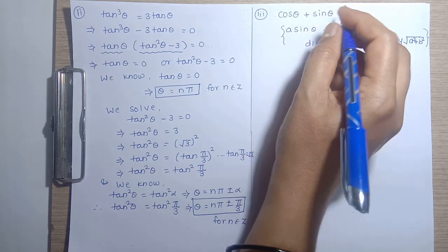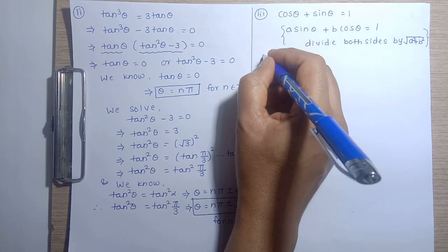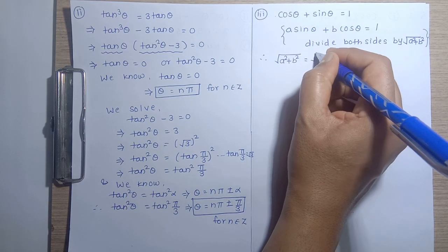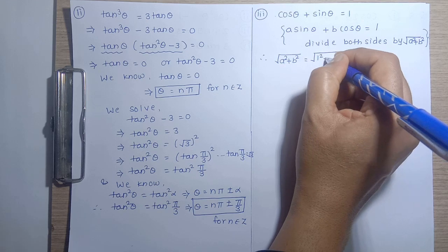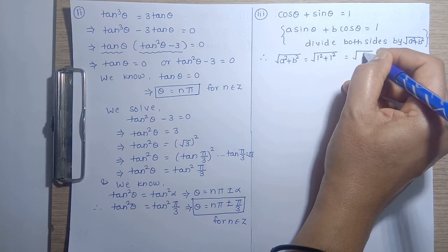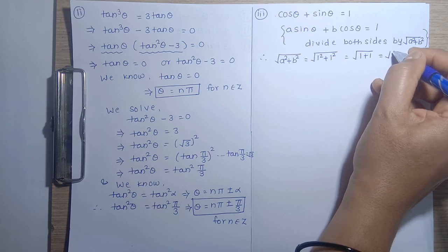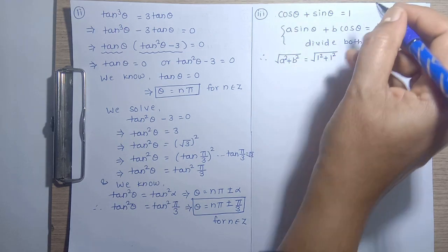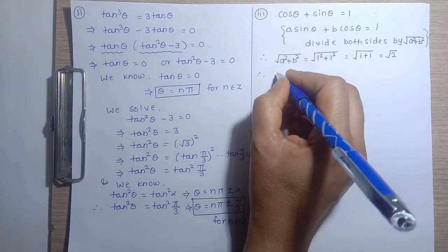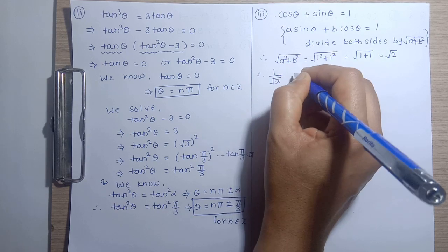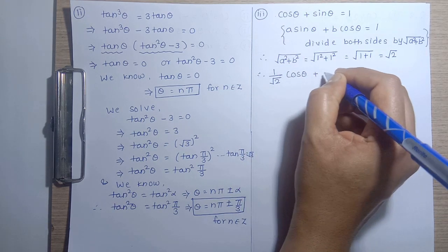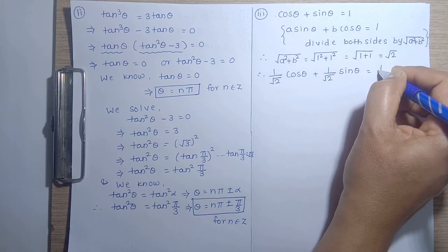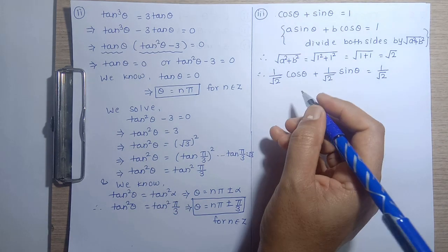Here we have a is equal to 1 and b is equal to 1. Therefore, square root of a square plus b square is equal to square root of 1 square plus 1 square, that is square root of 1 plus 1 is equal to square root of 2. Therefore, we divide square root of 2 on both sides. Therefore, here we write 1 upon square root of 2 cos theta plus 1 upon square root of 2 sin theta is equal to 1 upon square root of 2.